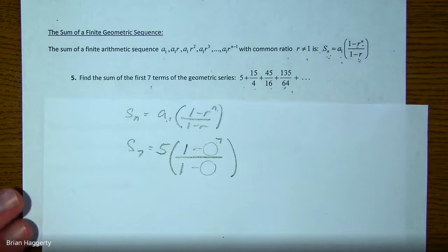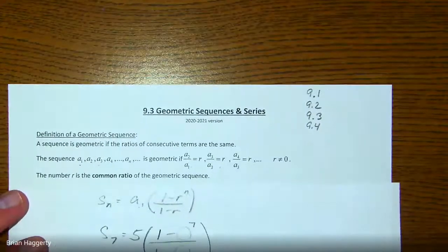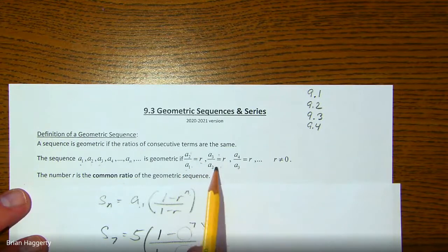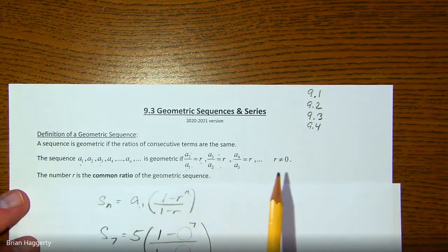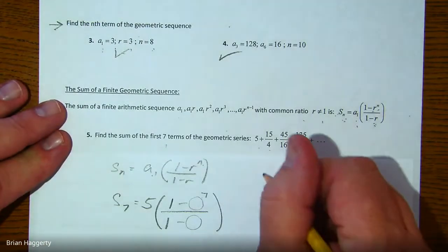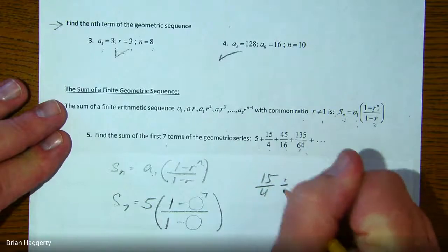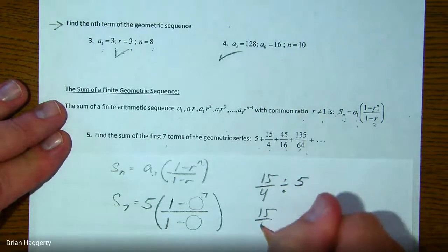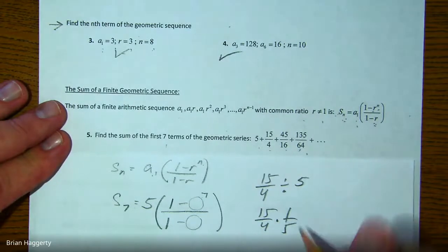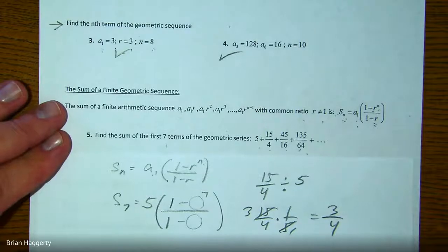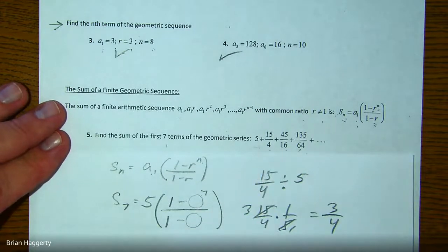So what I'm going to do is go back to the original definition. R is A2 divided by A1, or A3 divided by A2, or A4 divided by A3, any pair that you want to pick. So we're going to do 15 over 4 divided by 5. 15 over 4 times 1/5. Our common ratio is 3/4. So that means we're multiplying by 3/4 to get from one term to the next.